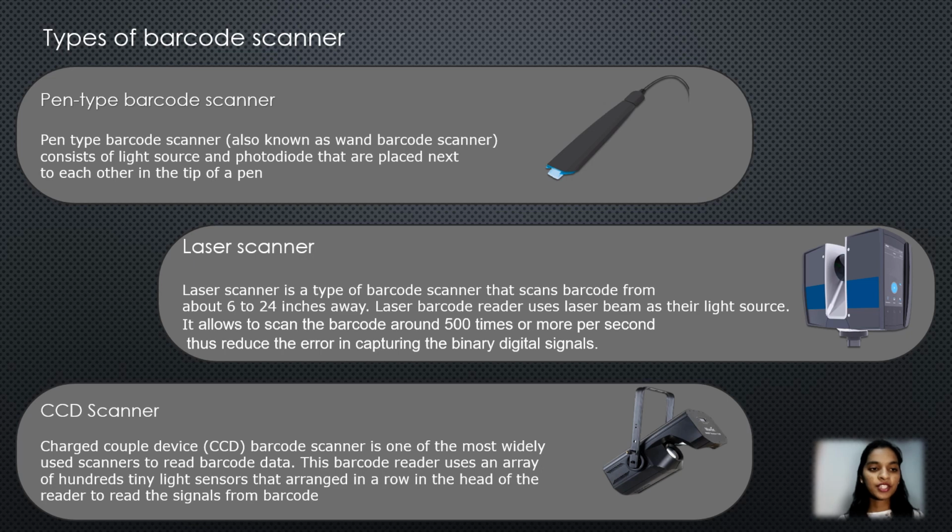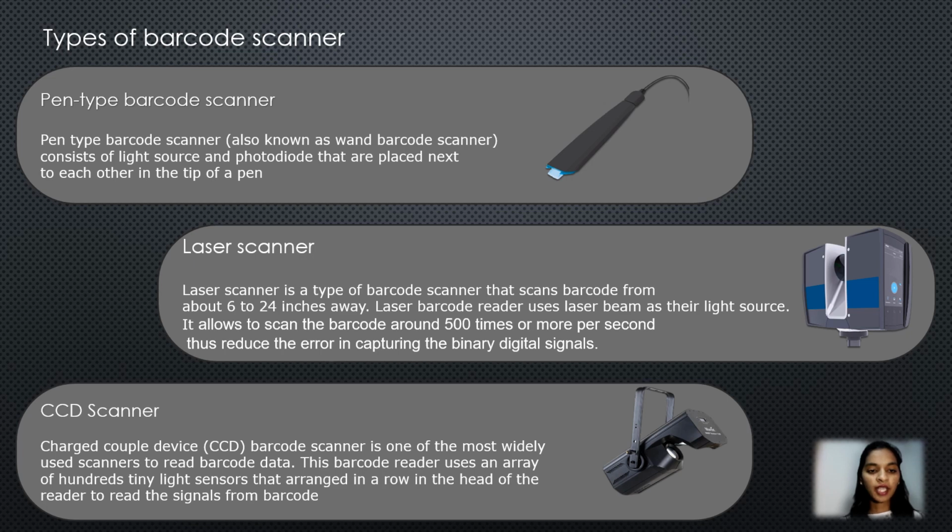In that, firstly, we'll discuss pen type barcode scanner. Pen-type barcode scanner, also known as wand barcode scanner, consists of a light source and photodiode that are placed next to each other in the tip of a pen. The second one, laser scanner.